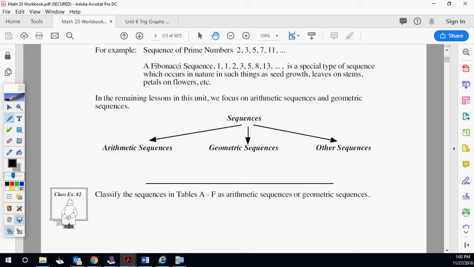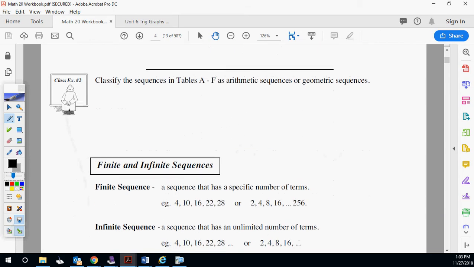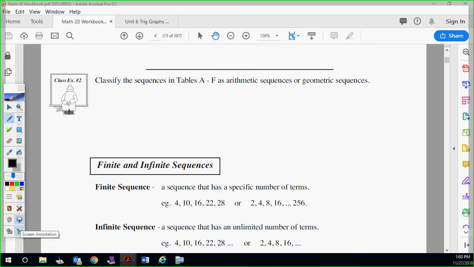Okay. So here's your quick little flow chart. Sequences, you've got arithmetic, geometric, other. Okay, classify all of them. So we have arithmetic, geometric, and other. Okay, so let's just go around A through F. So Hunter, what was A? What type of sequence? Okay, good. So A is in the arithmetic column. Okay, what was B, Parker? Arithmetic. C, Jared?